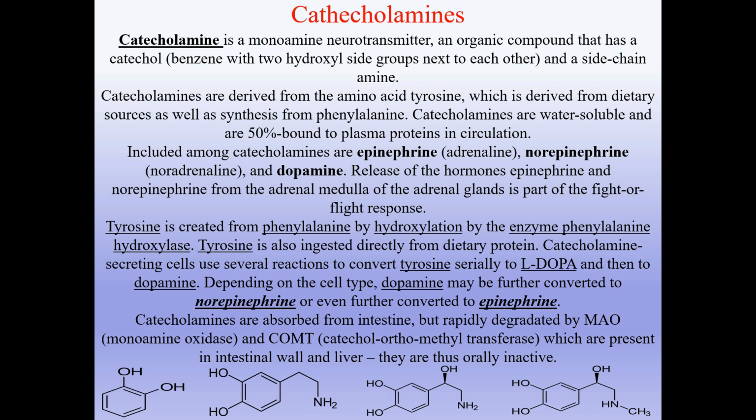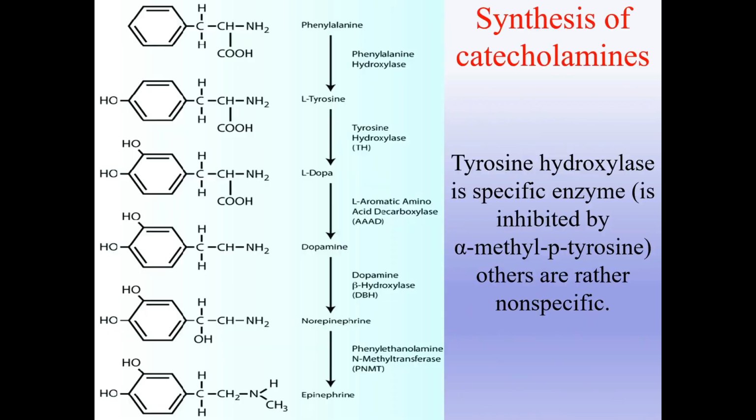Catecholamines are absorbed from intestine but rapidly degraded by monoamine oxidase and catechol-O-methyltransferase, which are present in intestinal wall and liver. They are thus orally inactive. And on this slide you can see the schematic representation of synthesis of catecholamines, which I mentioned before. Tyrosine hydroxylase is a specific enzyme, others are rather non-specific.